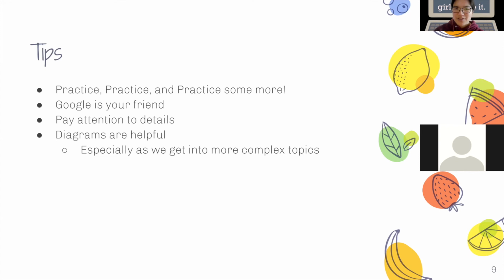Lastly, diagrams are very helpful. Eventually we'll be learning about classes, subclasses, and inheritance, and it's always very helpful to draw class diagrams. This is very important, especially when we get to more complex topics like inheritance and polymorphism. It allows you to organize everything visually.